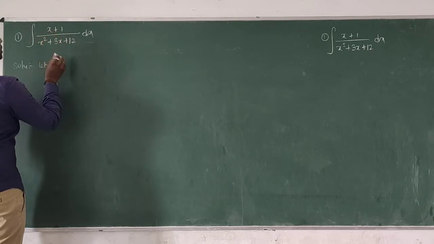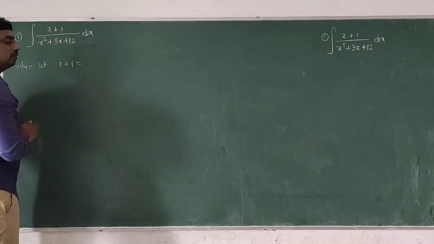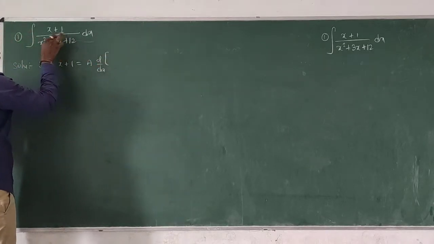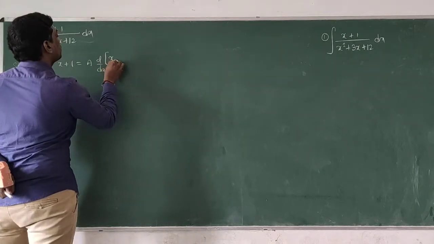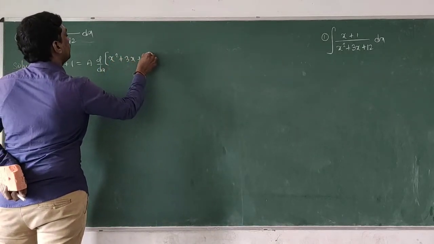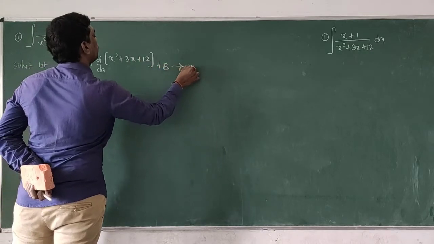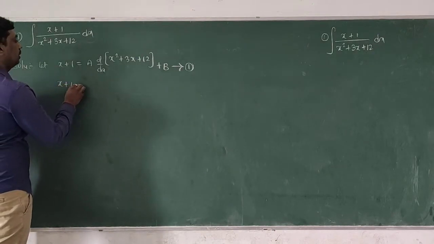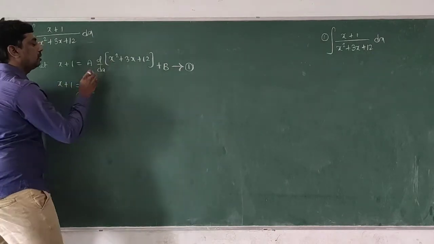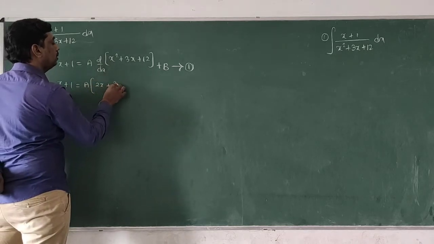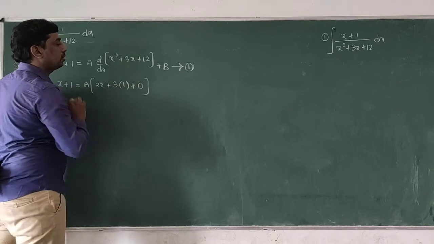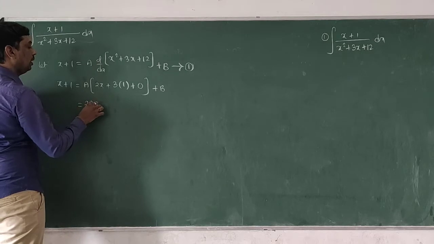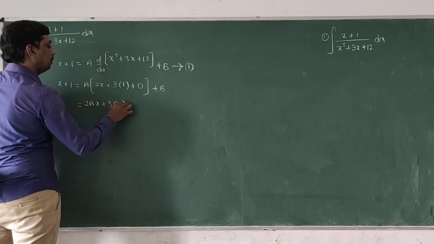Let px plus q, that is x plus 1, equal to a into derivative of ax square plus bx plus c plus b. In the place of ax square plus bx plus c, we have x square plus 3x plus 12 plus b. Take this as the first equation. Now simplify this one. x plus 1 equal to a into, x square derivative 2x plus 3 into x derivative 1, 12 constant derivative 0, plus b, keep it as is. Now simplify this one: 2ax plus 3a plus b.